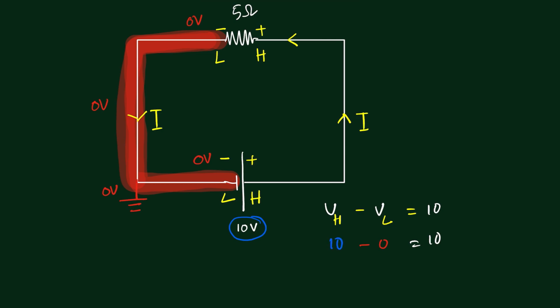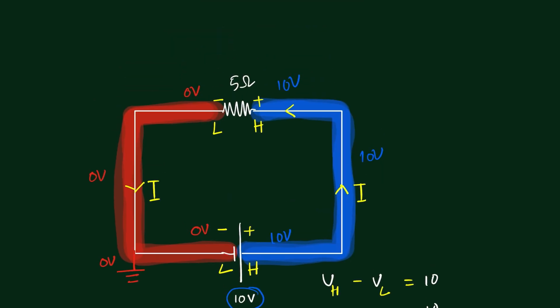So in short, the ground side is 0 and the other side is 10. Now this whole side of the wire, this whole wire is a single wire, so the whole thing will be all at 10 volt. So 10 volt, so 10 volt.